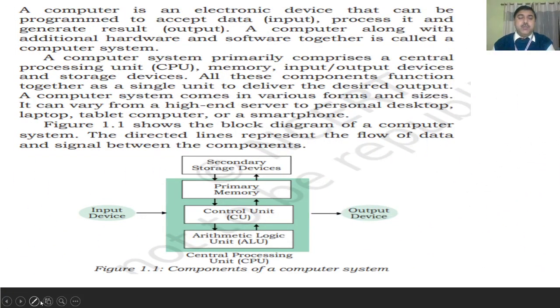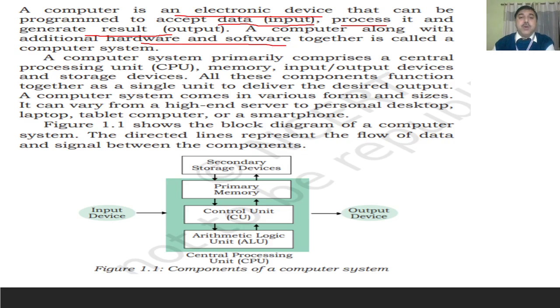So, computer system. In every area, we are using a device. Each of these electronic devices accepts data as an input. Then, when it takes data as input, it processes it to generate a result, and the result is its output. Now, a computer along with additional hardware and software together is called a computer system.